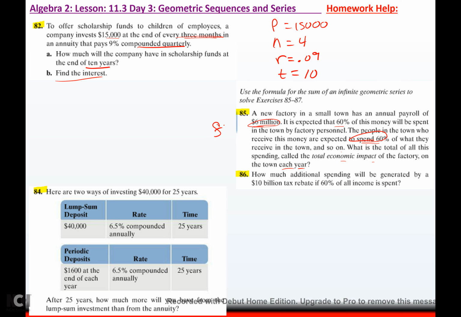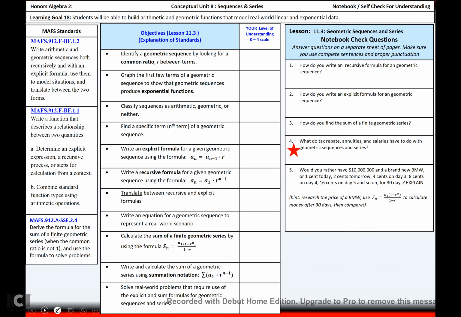And then how much additional spending will be generated by a 10 billion tax rebate if 60% of all income is spent? Oh, so you up this by 10 million. So this one they just want you to calculate and compare which one is best.